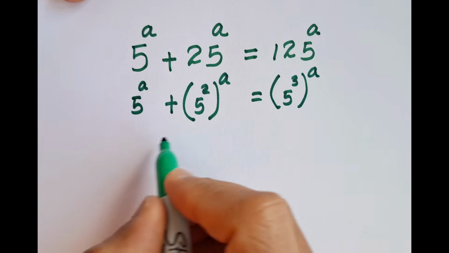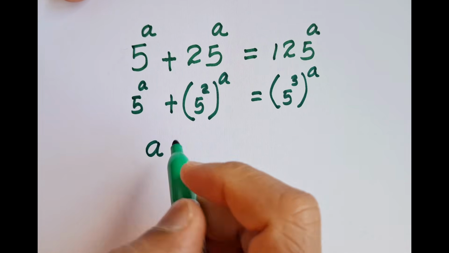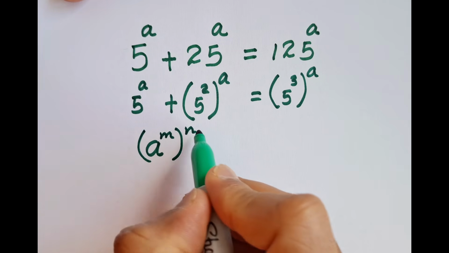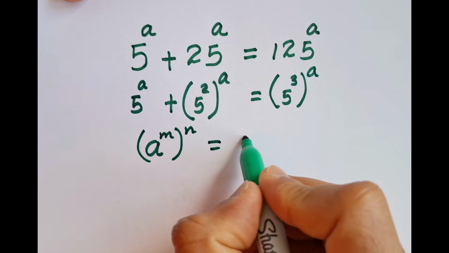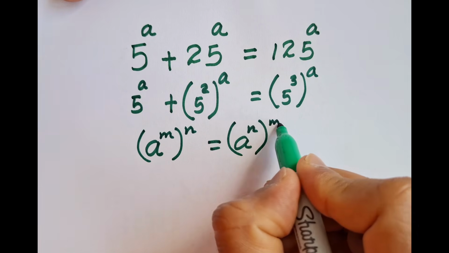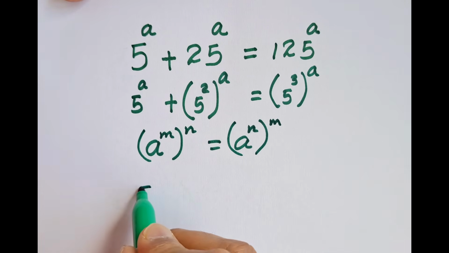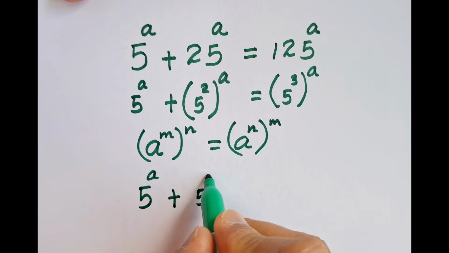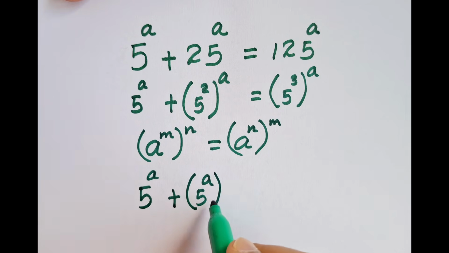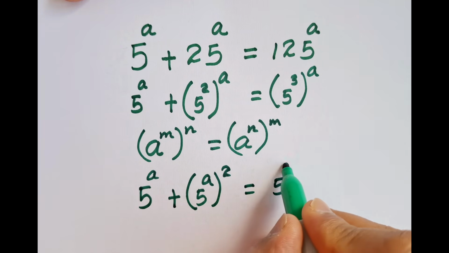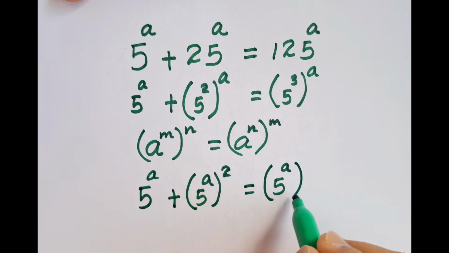Now we know that according to the exponential rules, we can write a to the power m, whole to the power n, as a to the power n, whole to the power m. We can swap n and m according to the exponential rule, so that I can rewrite the equation as 5 to the power a plus 5 to the power a, whole to the power 2, equals 5 to the power a, whole to the power 3.